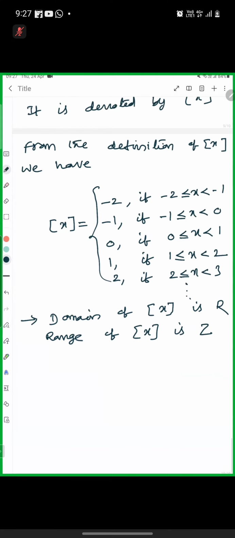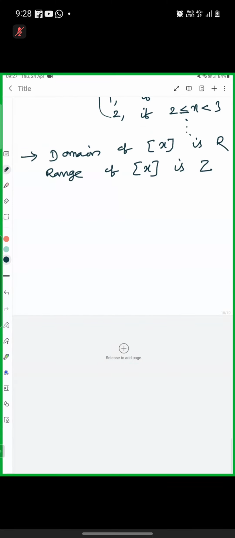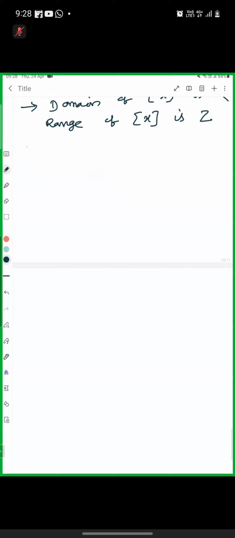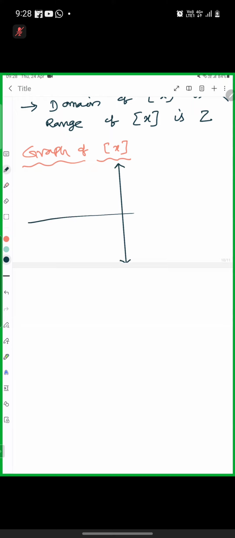And coming to the graph, listen carefully. Graph of step x. Sir, can you scroll up once? Can you scroll to the definition? Wait. After explaining all the things, I will show from the beginning. Okay?